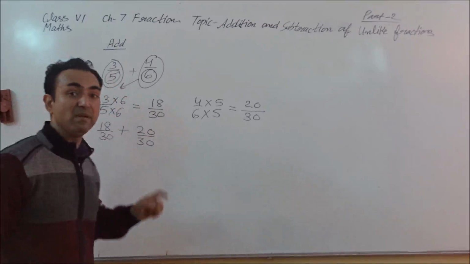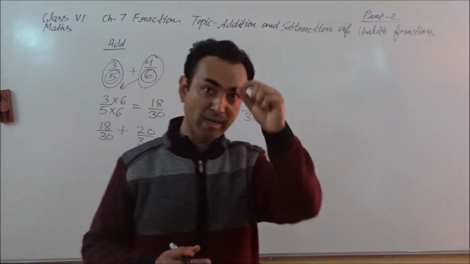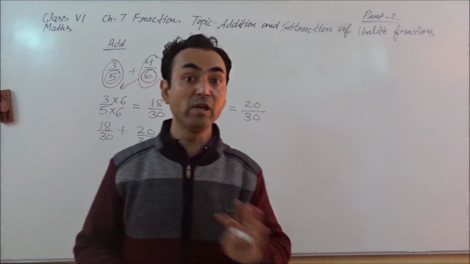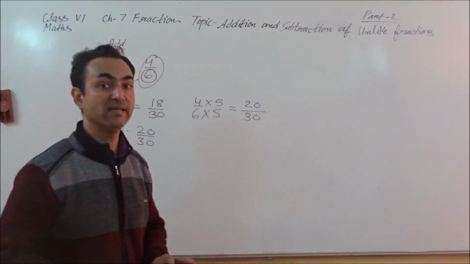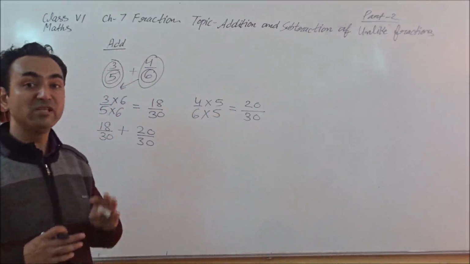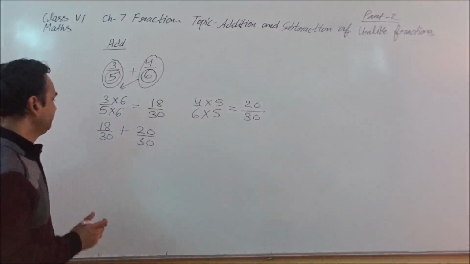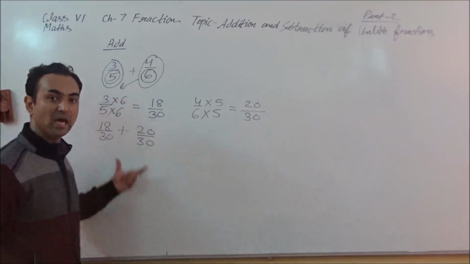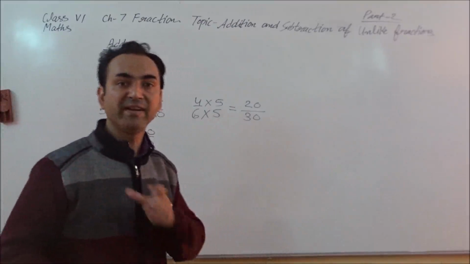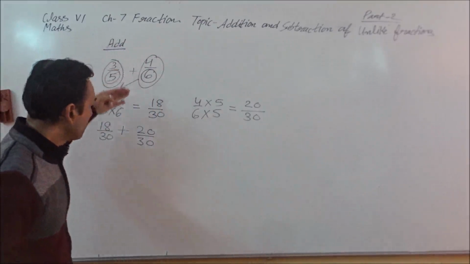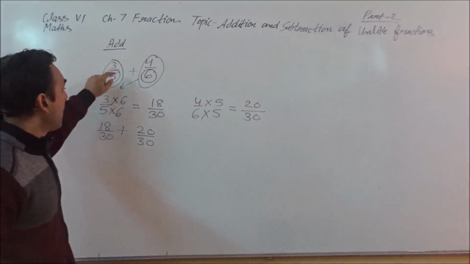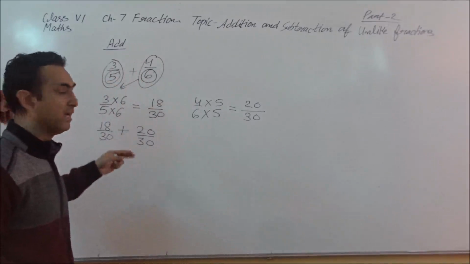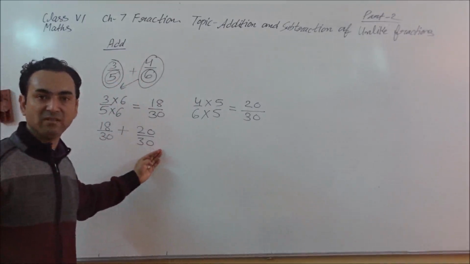Any fraction can be multiplied by the same number, numerator and denominator, then we get the equivalent fraction. It means the value of the fraction will not change. The numerator and denominator will change as an equivalent fraction. Okay, let it go, 18 upon 30 and 20 upon 30, now these are like fractions. So in this process we have changed the unlike fractions 3 upon 5 and 4 upon 6 into like fractions.